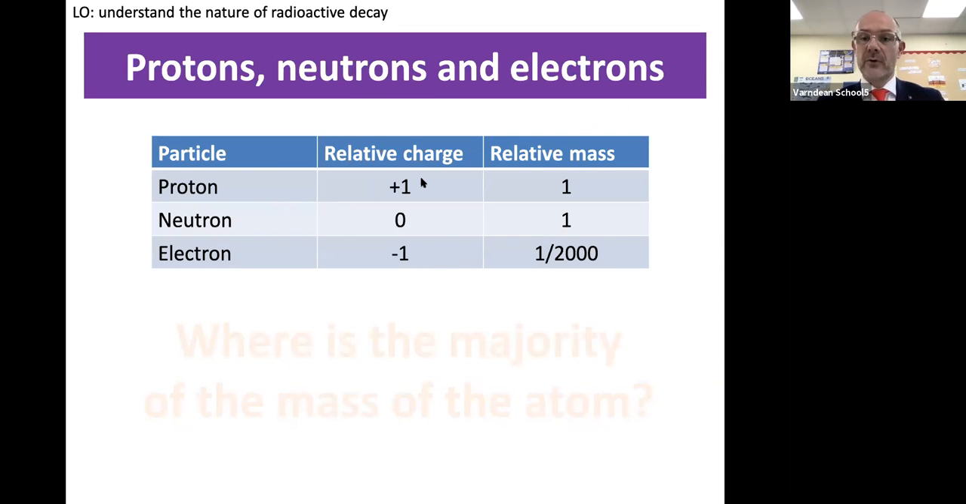Again, so protons have got a charge of +1, electrons -1, and neutrons don't have a charge. And we say the relative mass, protons 1, neutrons 1, and electron we generally give as 0, but it's 1/2000th.